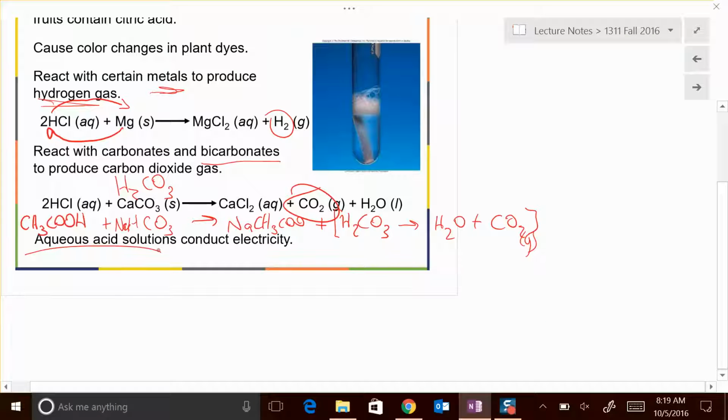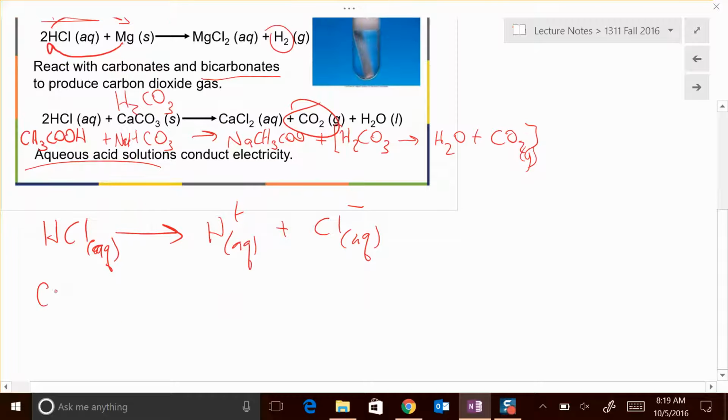Acids can conduct electricity because they are electrolytes, right? So HCl is a strong acid, and it dissociates into H plus Cl minus. So they are electrolytes if it's aqueous. Okay. So they will conduct electricity.